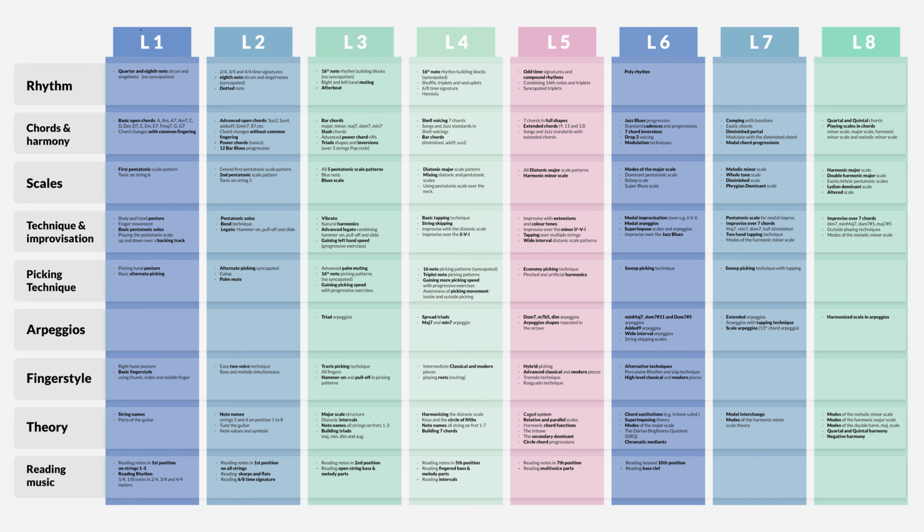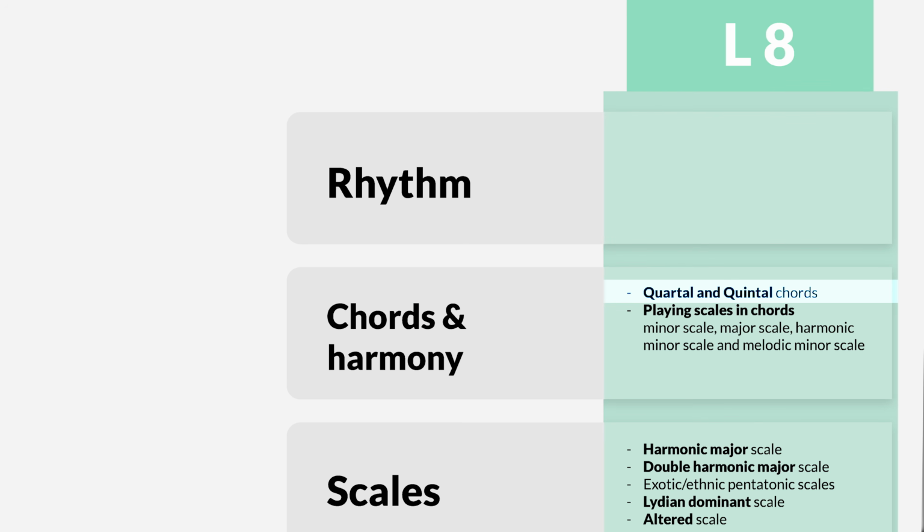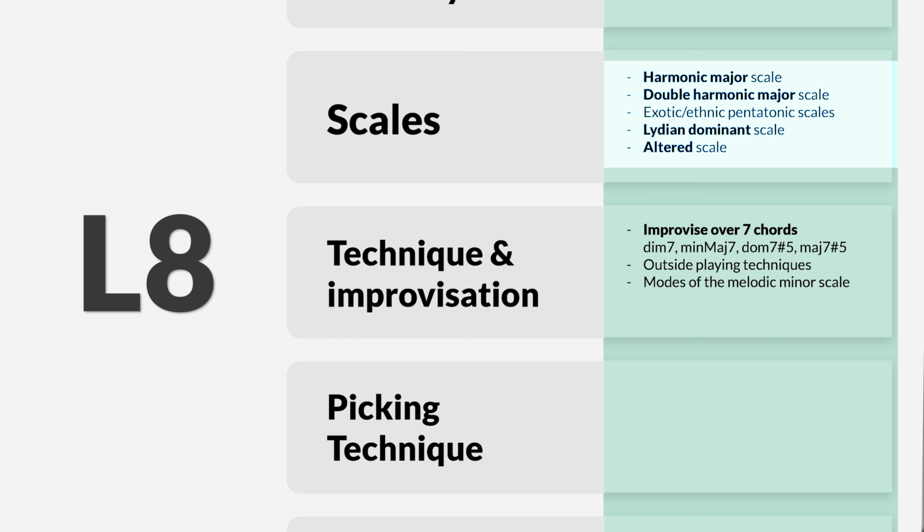Now you are studying quartal and quintal chord structures that are quite different from the harmony we all know as tertian harmony. Now you will be learning to play scales in chords rather than in single notes, which demands a perfect knowledge of the chord types and the neck of the guitar. Also, some new and remarkable scales are ready to be mastered, like the harmonic major, the double harmonic major, and some exotic pentatonic and ethnic pentatonic scales.